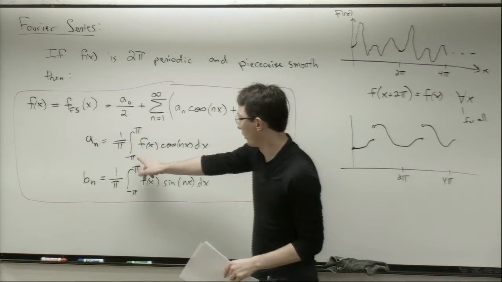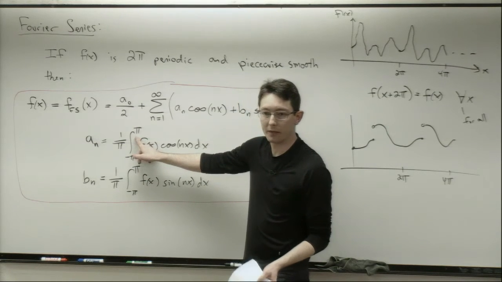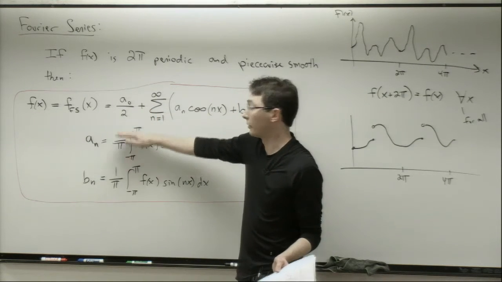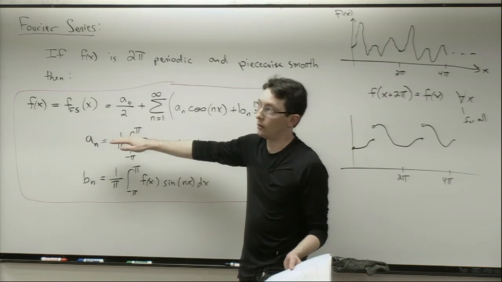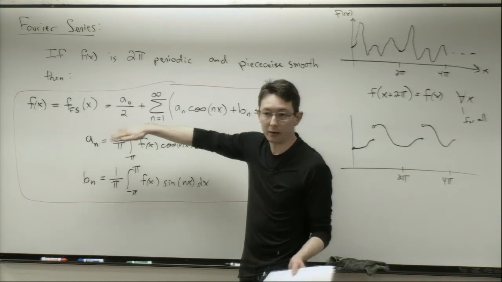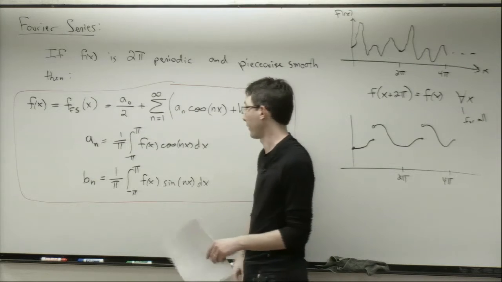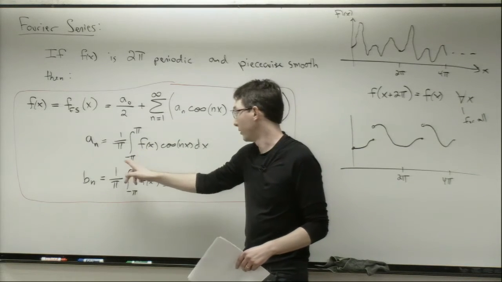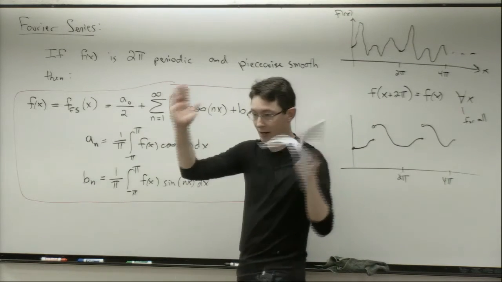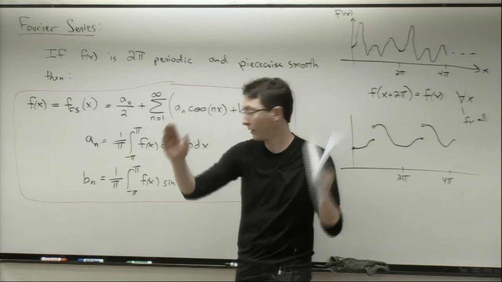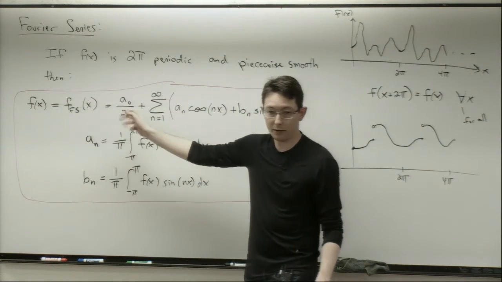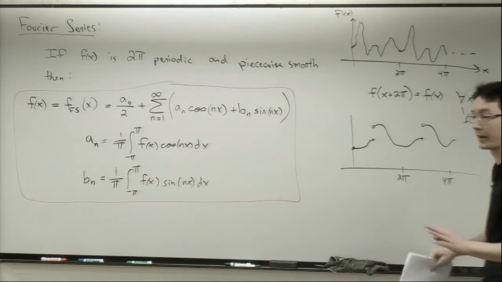I didn't have to integrate from minus pi to pi. That's just a choice I made. I could have integrated from 0 to 2 pi, or 1 to 1 plus 2 pi, or 14 to 14 plus 2 pi. It doesn't matter. This thing's 2 pi periodic. So any domain that is length 2 pi and continuous in x is a fine integration bound. Okay? I'm just choosing minus pi to pi.